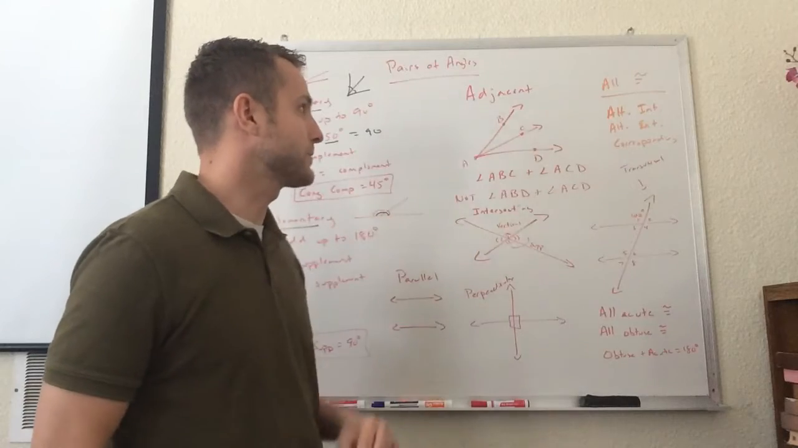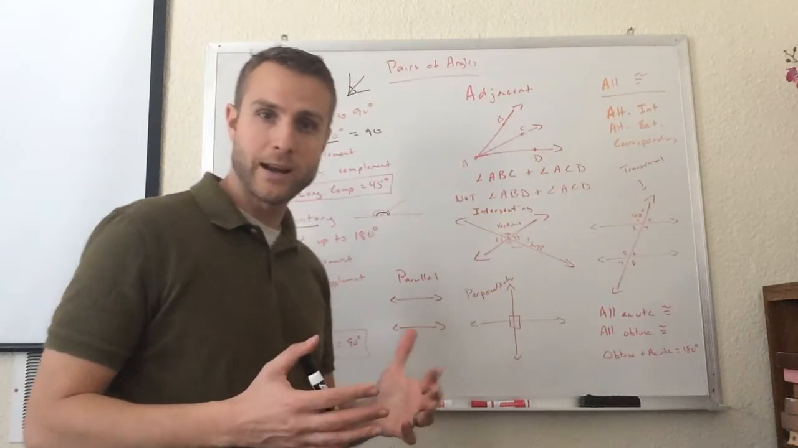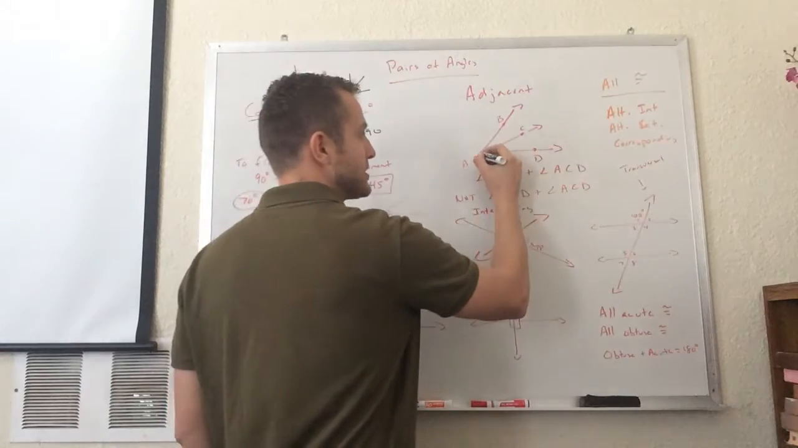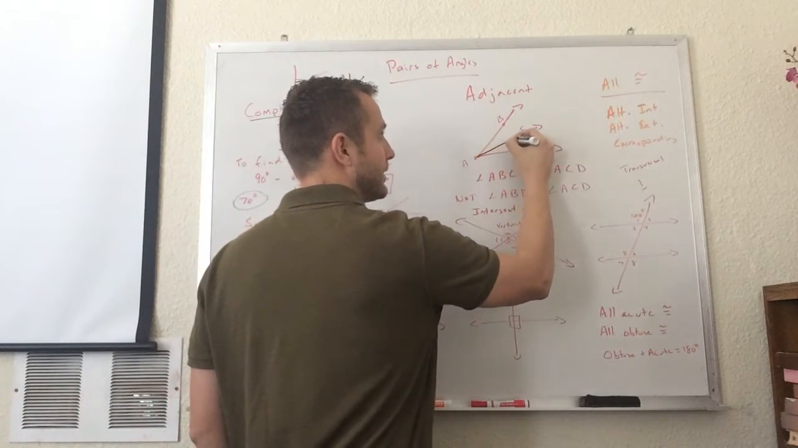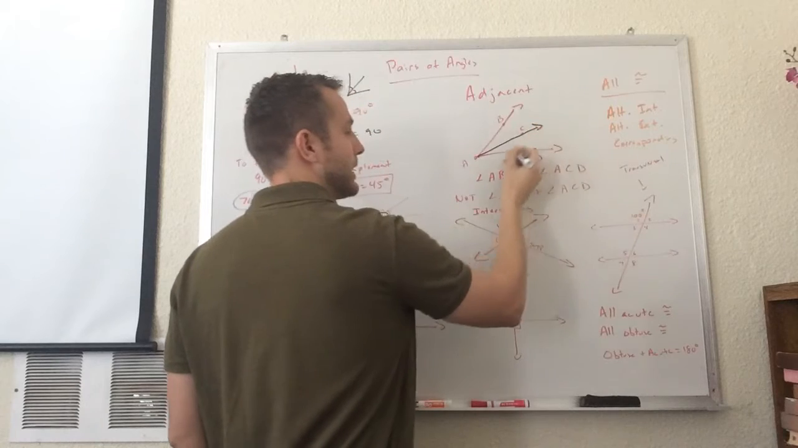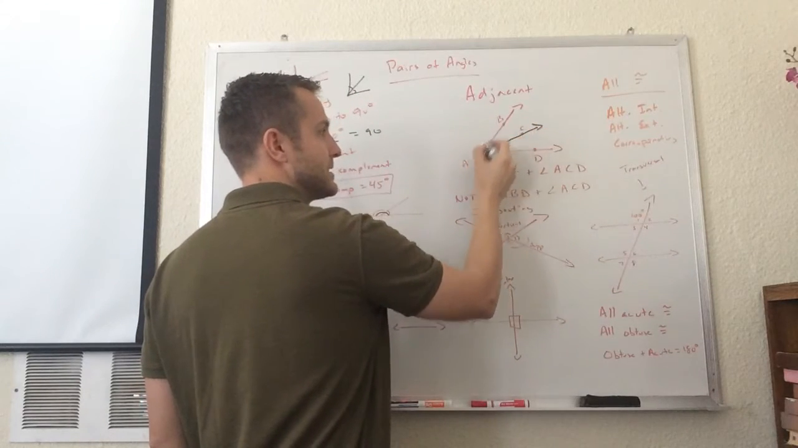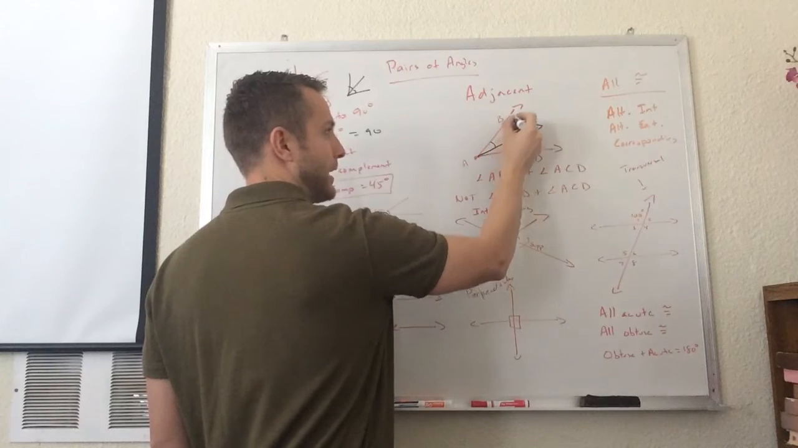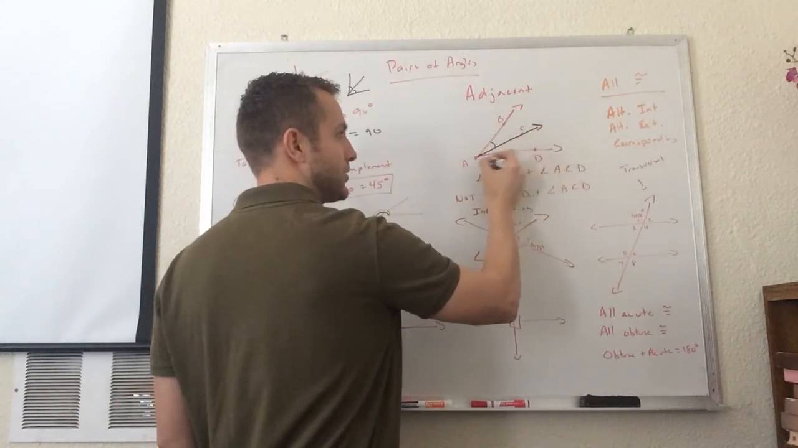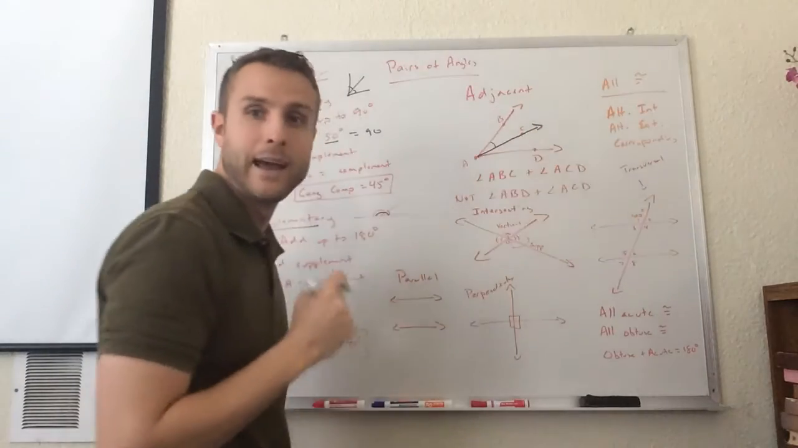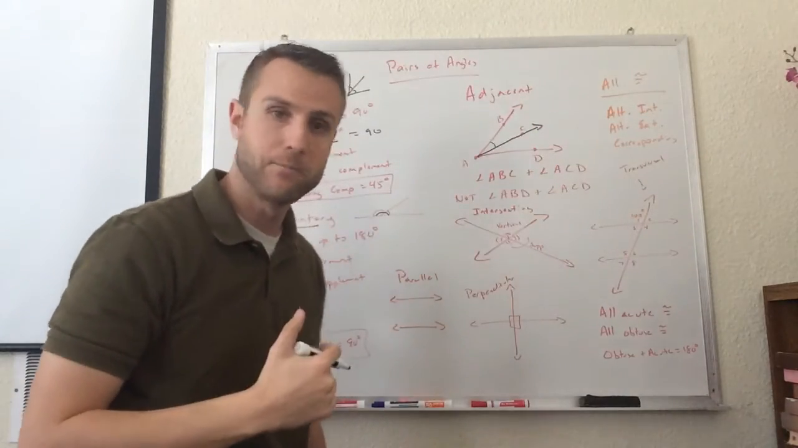The next type of pairs of angles is adjacent. Adjacent just means right next to each other. So adjacent angles are angles that share a common ray that is between them. So notice ray AC is in both this angle, angle ABC, and angle CAD. So they share a common ray. Now the ray has to be between them.